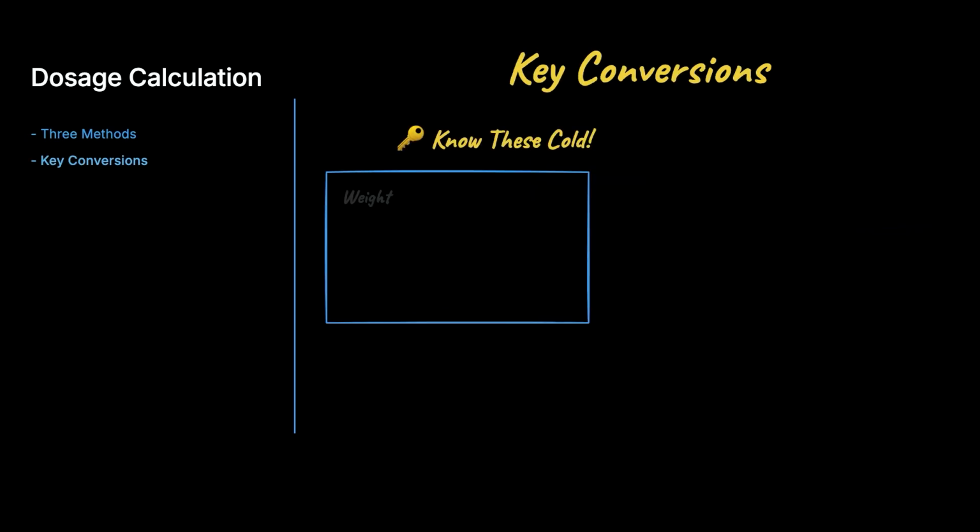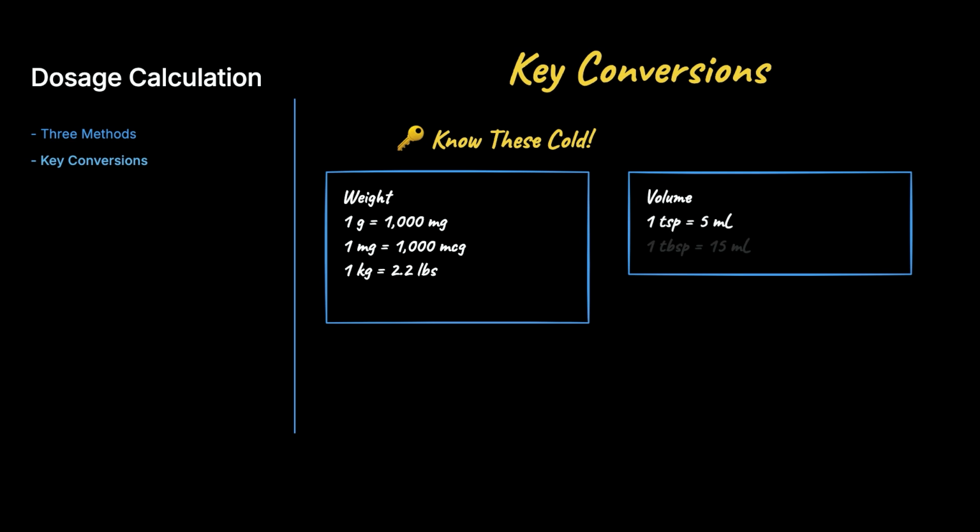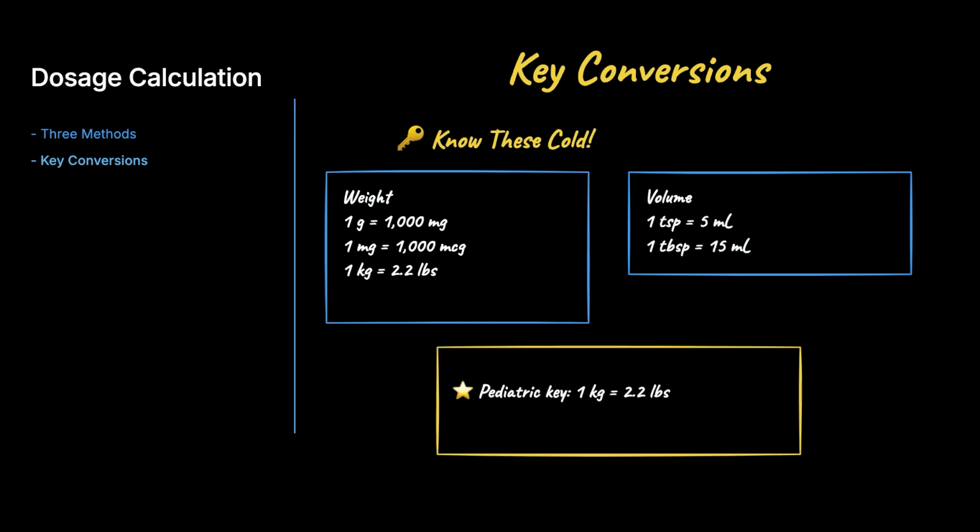Before calculating, you must know your standard conversions by heart. 1 gram equals 1,000 milligrams and 1 milligram equals 1,000 micrograms. 1 kilogram equals 2.2 pounds, which appears constantly in pediatric problems. 1 teaspoon equals 5 milliliters and 1 tablespoon equals 15 milliliters. Knowing these cold means you can set up any problem without hesitation.